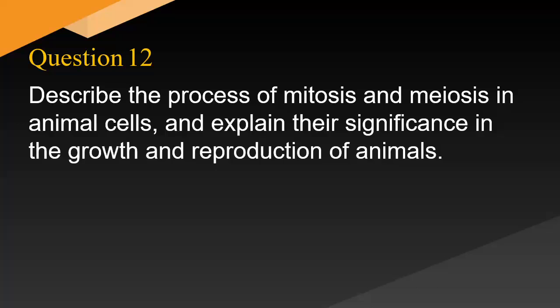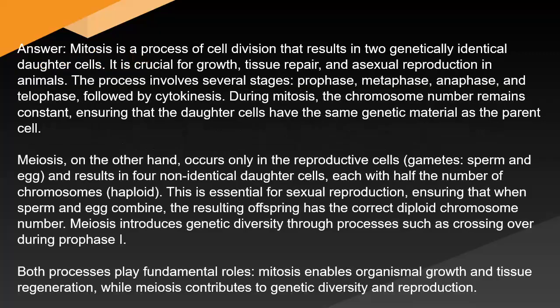Describe the process of mitosis and meiosis in animal cells and explain their significance in the growth and reproduction of animals. Answer: mitosis is a process of cell division that results in two genetically identical daughter cells. It is crucial for growth, tissue repair, and asexual reproduction in animals. The process involves several stages: prophase, metaphase, anaphase, and telophase, followed by cytokinesis. During mitosis, the chromosome number remains constant, ensuring that the daughter cells have the same genetic material as the parent cell.